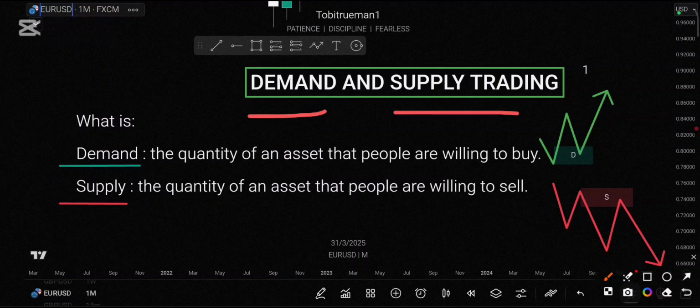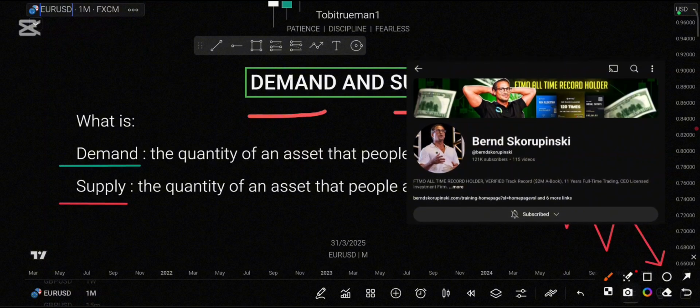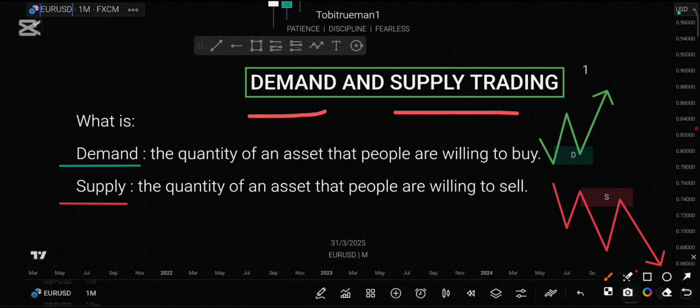What motivated me to this type of trading is this trader, the all-time trader of FTMO, Ben Skropinski. His type of trading is very unique. Trading on a higher time frame gives a lot of freedom and time. So I have been able to study and understand that the market moves with demand and supply. Every other thing that comes in between is just it. So without further ado, let's go into this demand and supply proper.